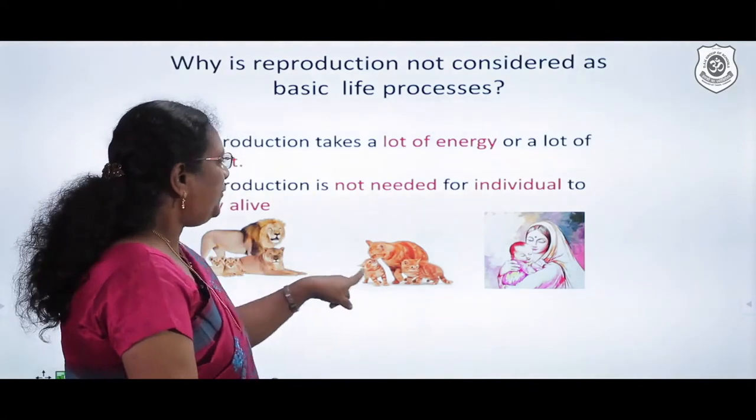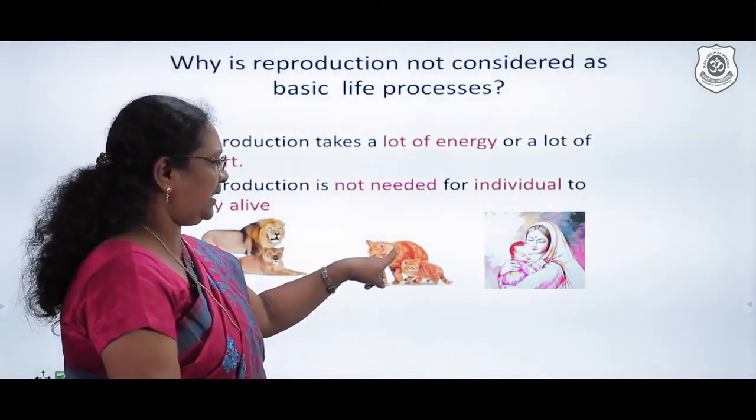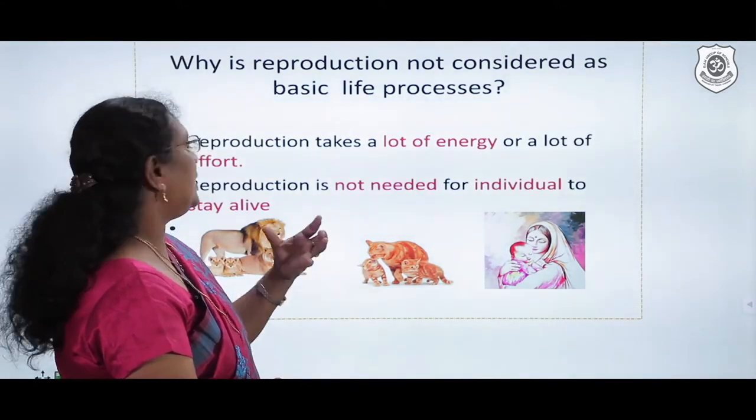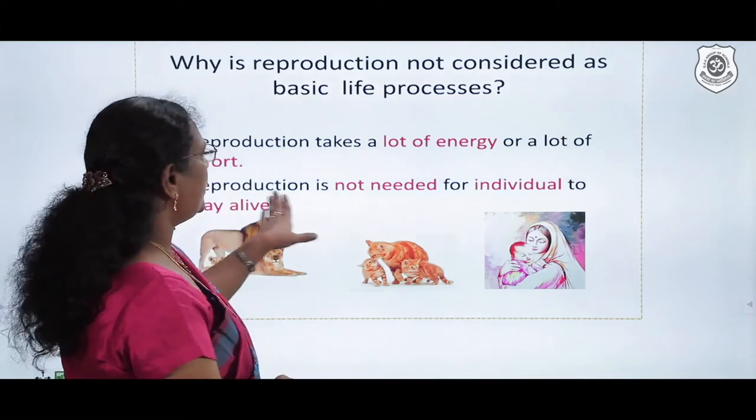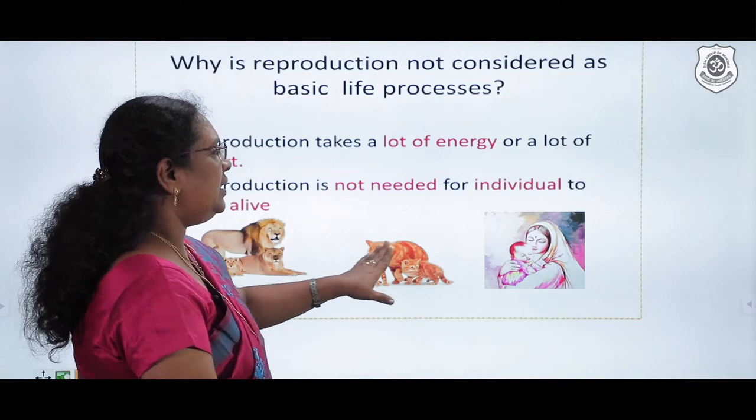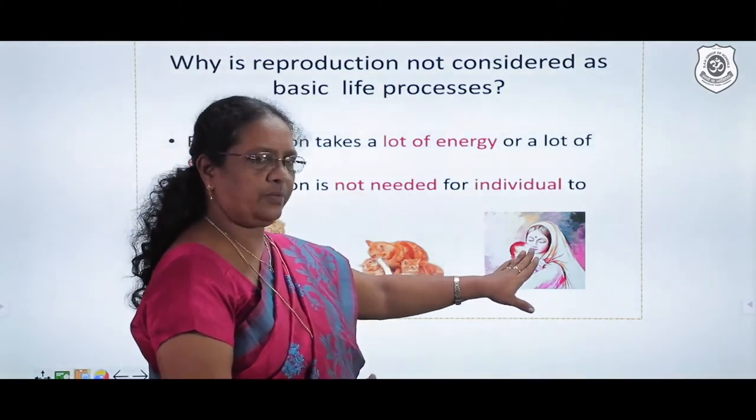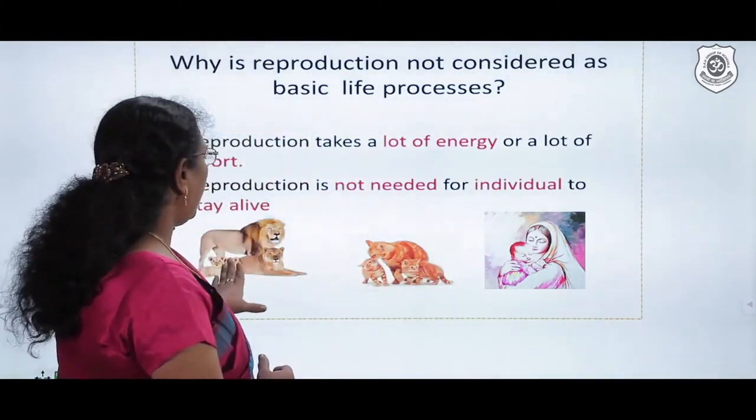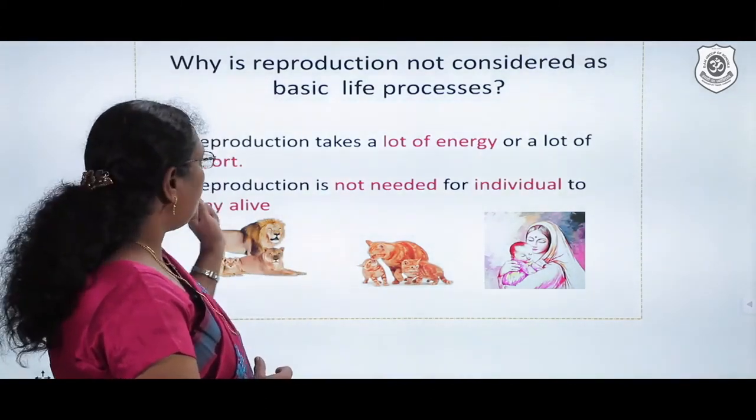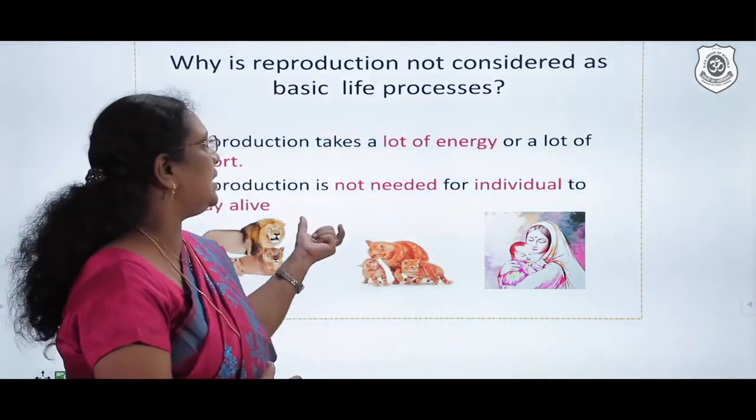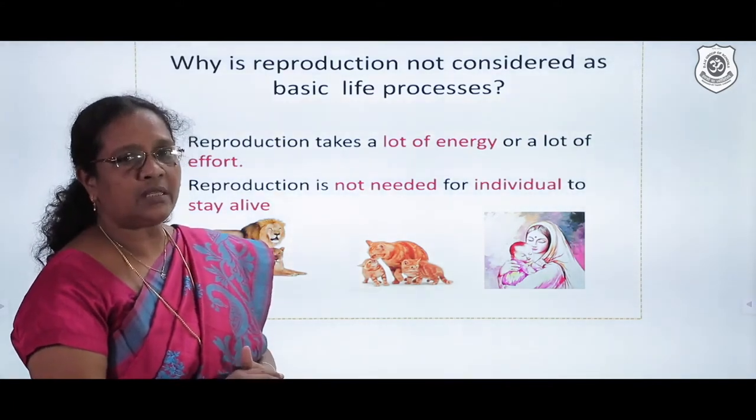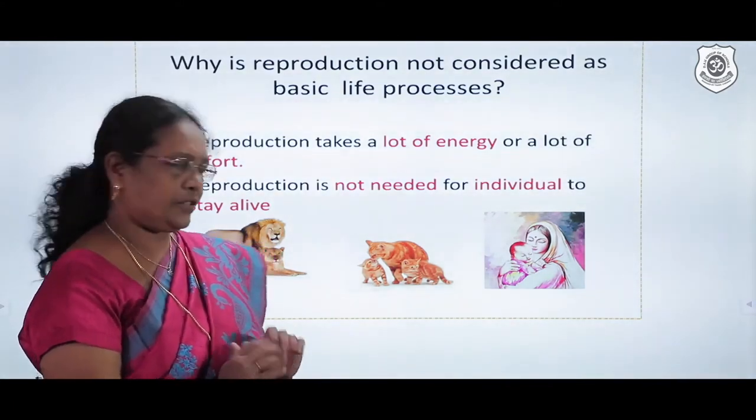Second, if we see the kitten here and we see the cat, we do not say that the kitten needs reproduction to be alive on its own. See, reproduction is not needed for the individuals to stay alive. The child can just grow from the mother. The lion and its cub, each individual organism, do not need reproduction just to stay alive. So that is the reason we consider reproduction cannot be taken as a basic life process.